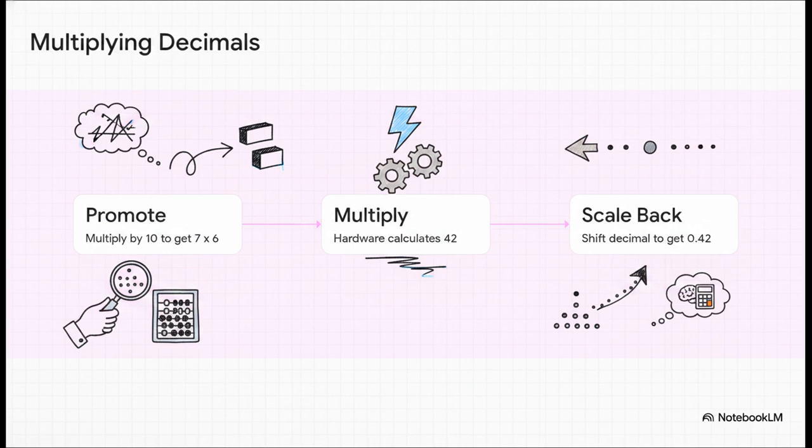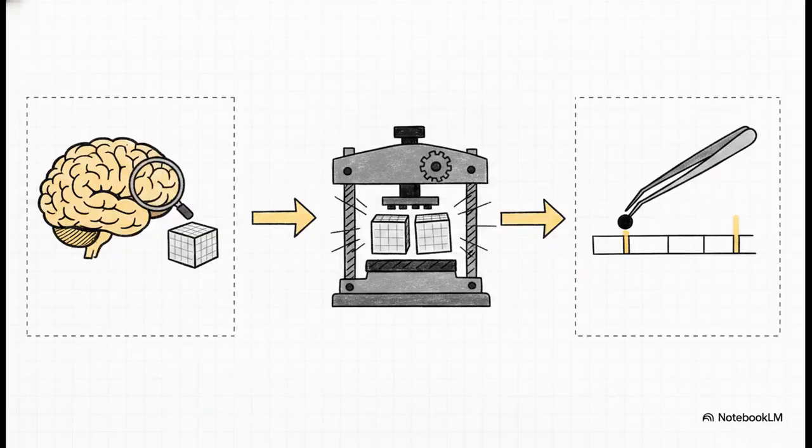And then step 3, you, the programmer, remember that scaling by 10 twice means the product was scaled by 100, so you mentally shift the decimal point back to get 0.42. It's basically a bunch of mental gymnastics just to avoid buying a more expensive chip. Now, this exact same concept applies directly to base 2 binary math inside the chip. But instead of multiplying by powers of 10, we promote using powers of 2.